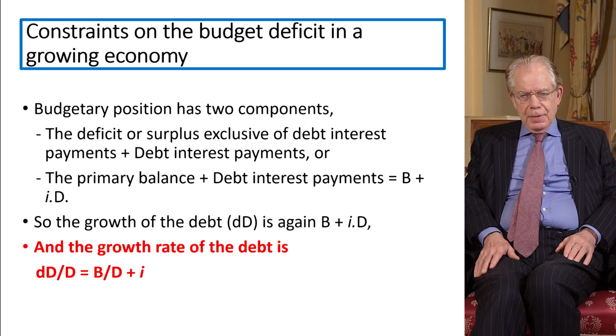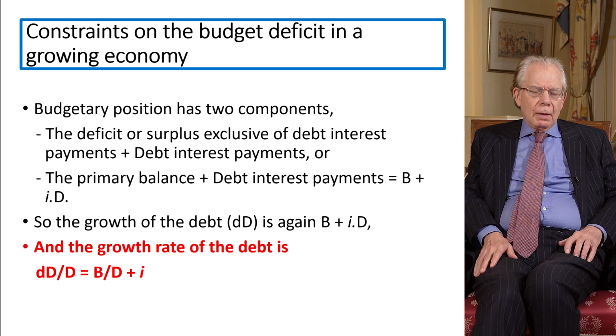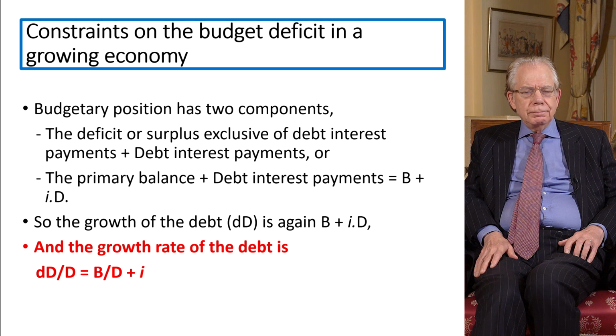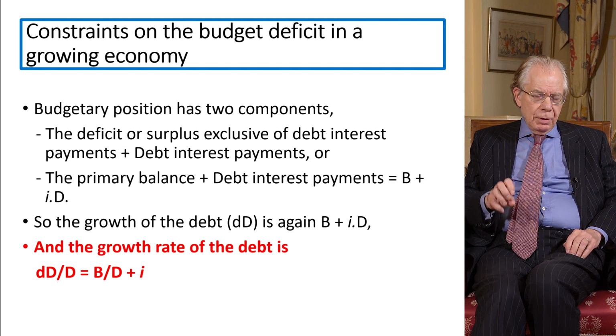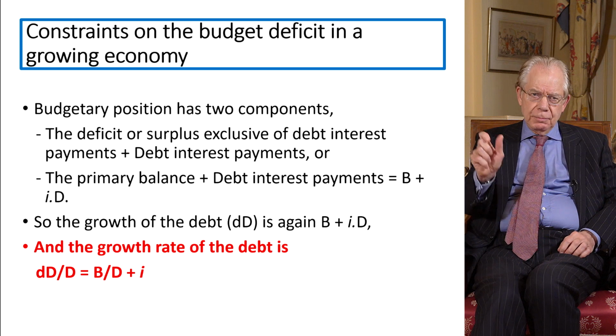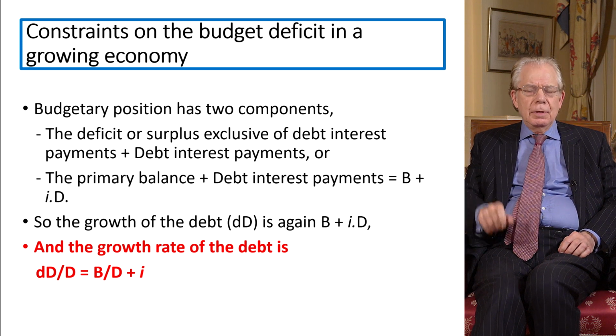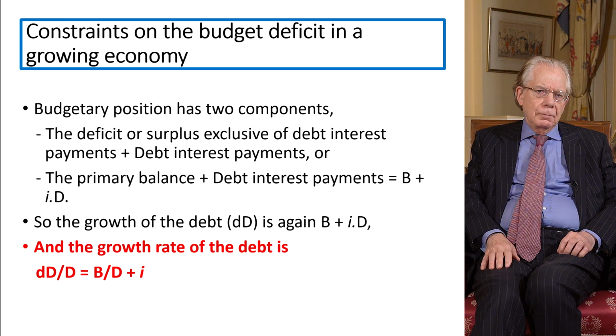Suppose they've got a growing economy now, but there's a budget deficit. And the budget deficit has got two bits. It's got the interest payments on the debt. We can put this into a bit of algebra. That's I, the little i is the interest rate, and D is the debt.